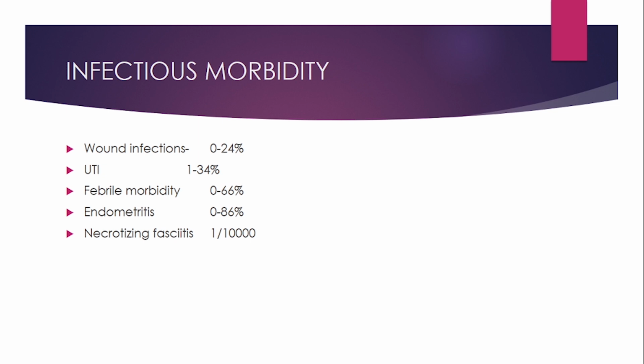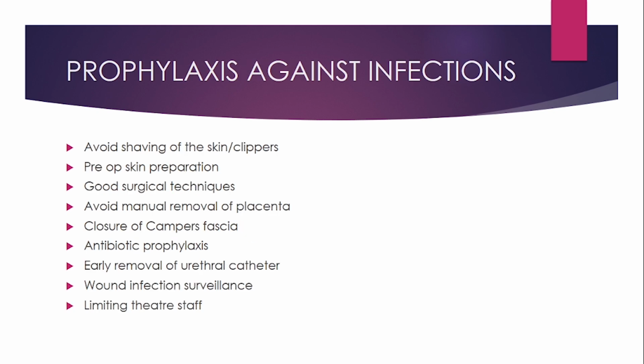So now, infectious morbidity. Wound infection is said to be about 0 to 24%. Then urinary tract infection about 1 to 34%. Febrile morbidity about 0 to 66%. Endometritis about 0 to 86%. Then necrotizing fasciitis about 1 in 10,000. So it's extremely rare. So now, what prophylaxis do we give against infections?